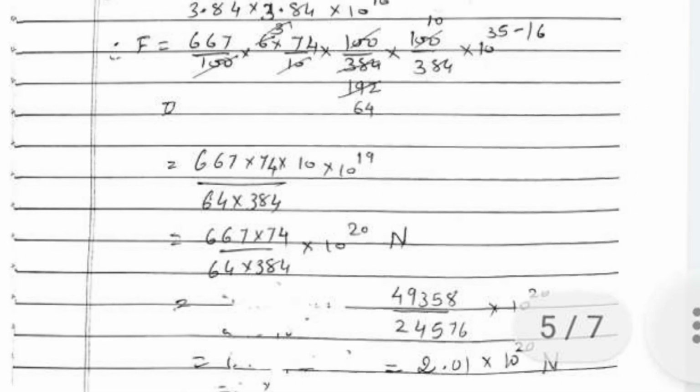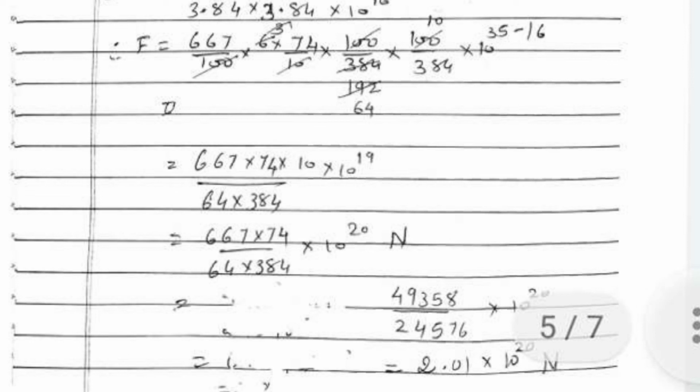Now children, here 10 is nothing but 10 raised to 1. So I can write down 10 raised to 1. Again I can use the law of indices. So it will become 10 raised to 1 plus 19. So it will become 10 raised to 20. And this is 667 into 74. You will do the multiplication. It will come to 49,358. And 64 into 384 will give you 24,576.